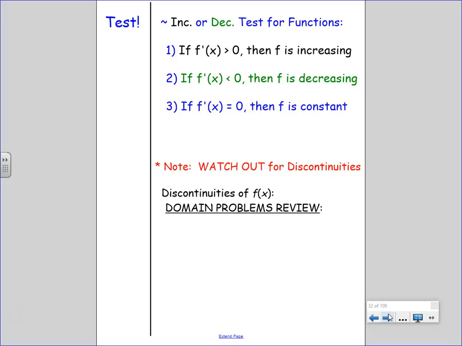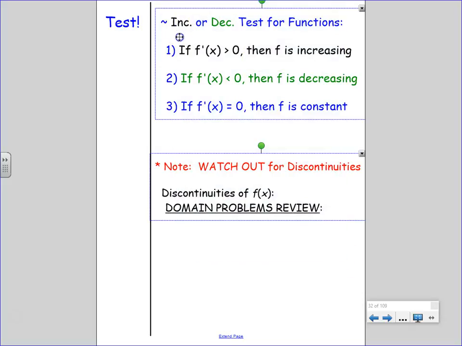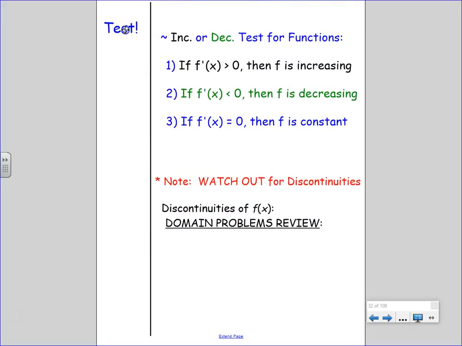First of all, increasing, decreasing test. We've been talking about it for a while. How do we know if a function is increasing or decreasing? Based on the sign of f prime.